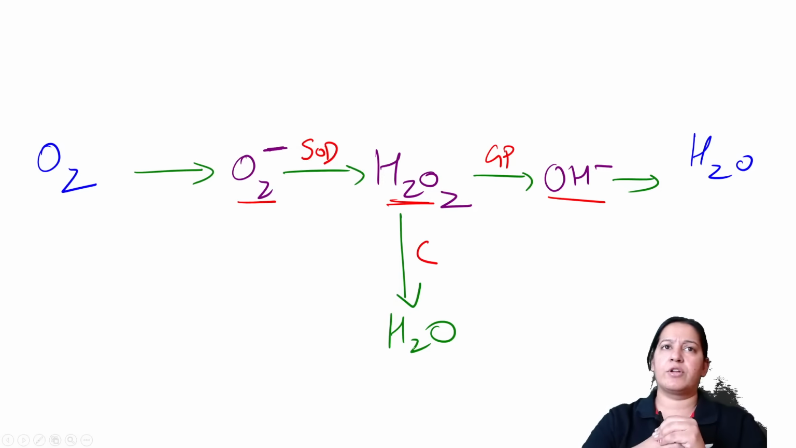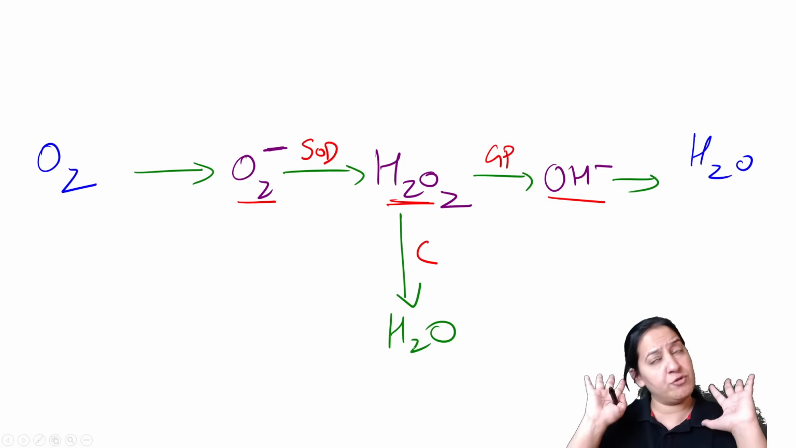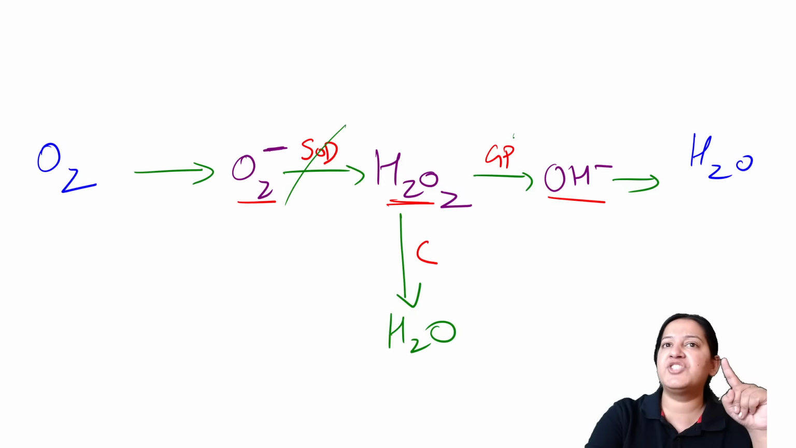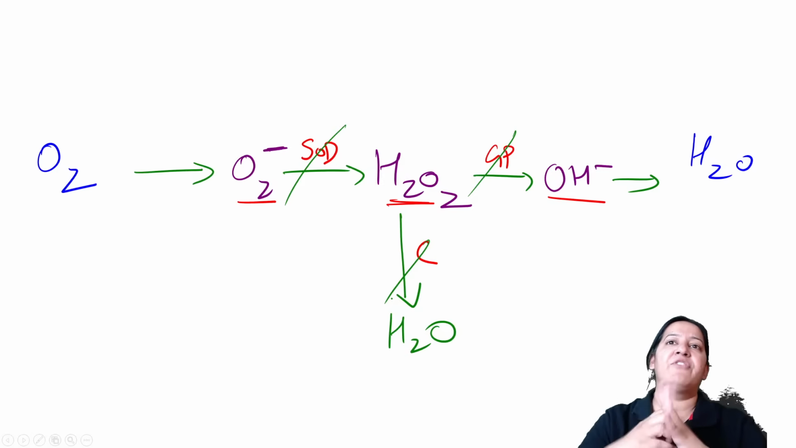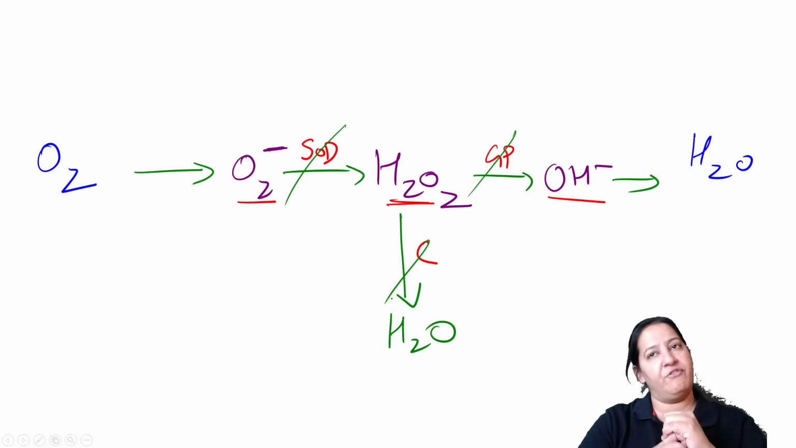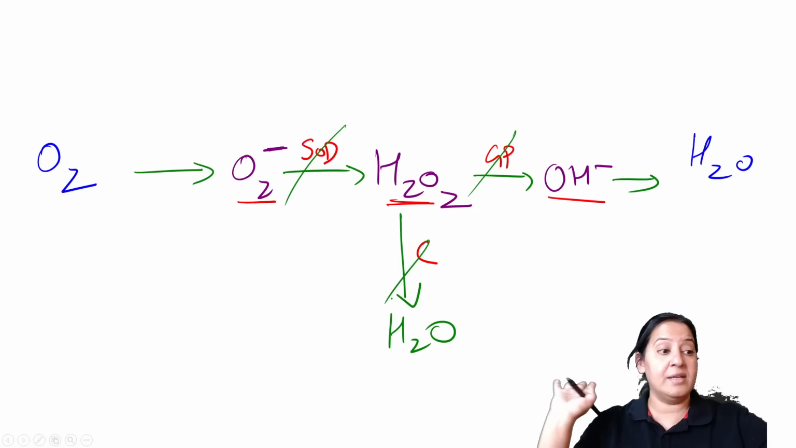It is directly converting into water. So three types of enzymes are present. You have to learn the name of the enzyme, SOD, GP, and C, and what conversion actually they are doing. They are participating in free radicals. So this is the summary of the free radicals in front of you. Everything about the free radical is written in front of you.